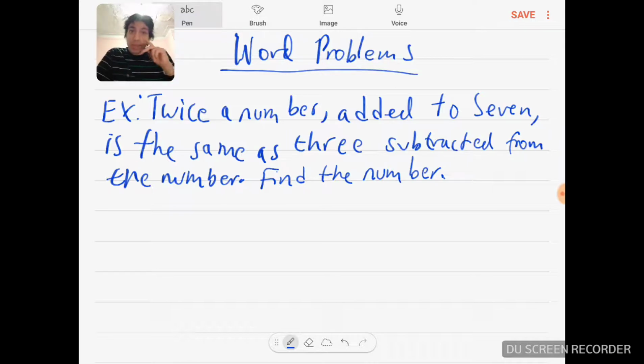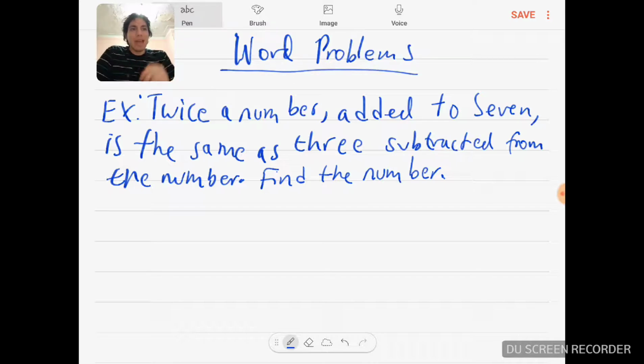And the last step is you have to interpret the results, meaning you have to think critically. Let's say you're doing a real life word problem, you have to think, okay, what do these results specify? What do they mean after I've solved them? So anyway, let's get right into the first example.